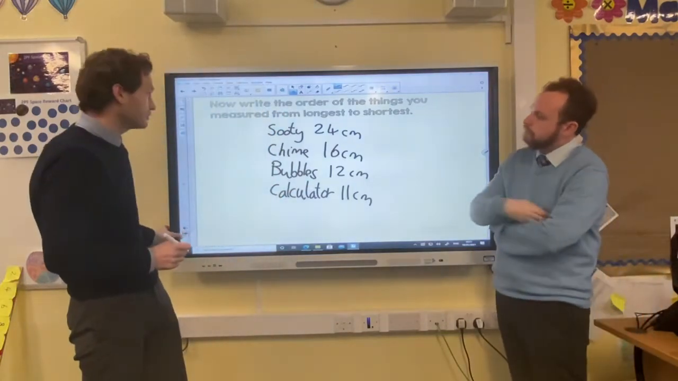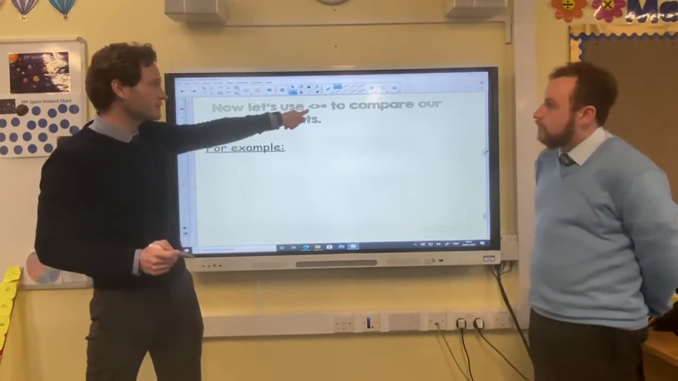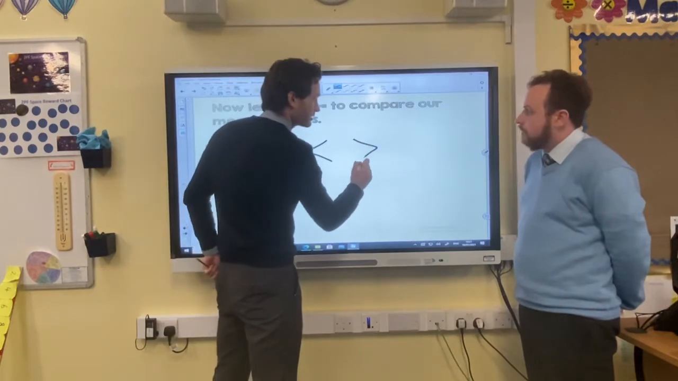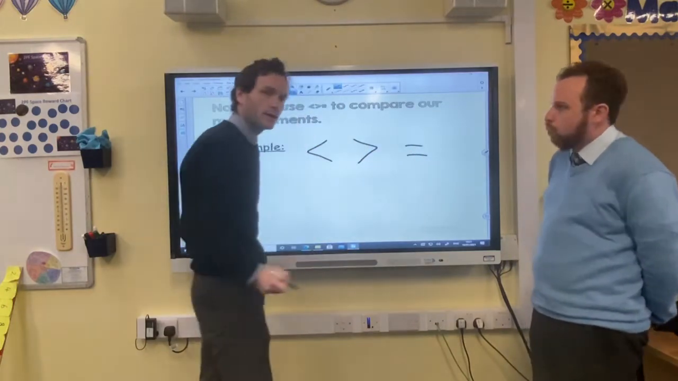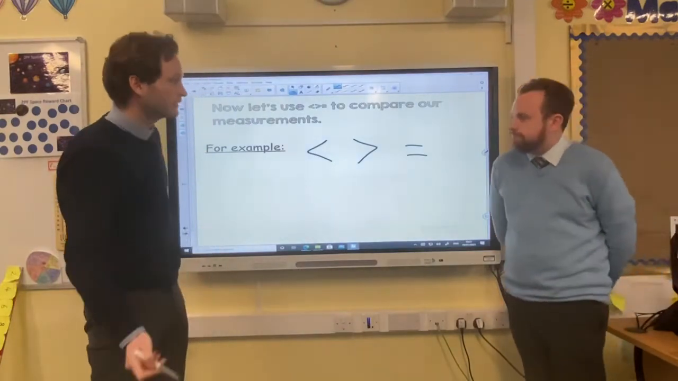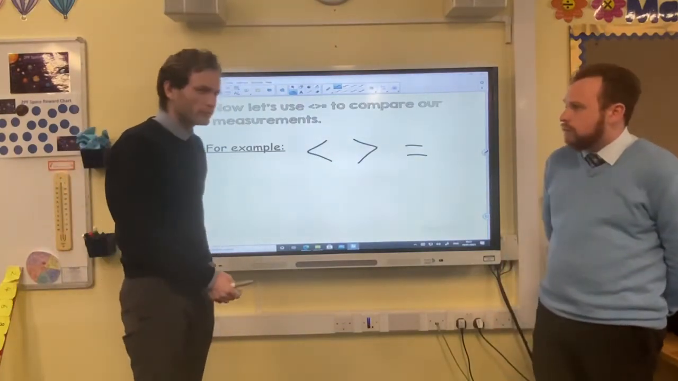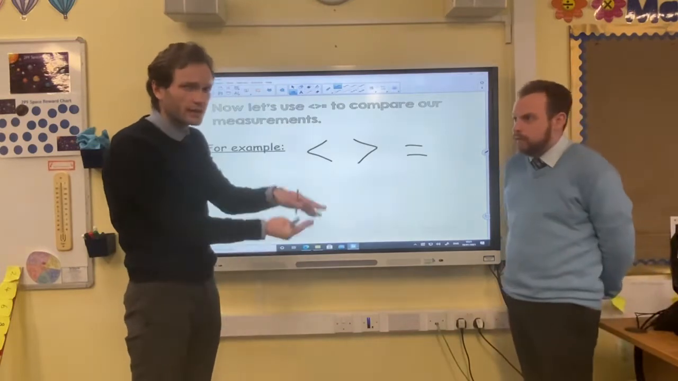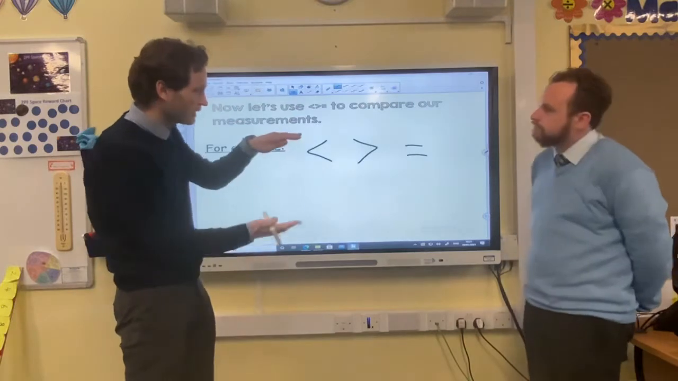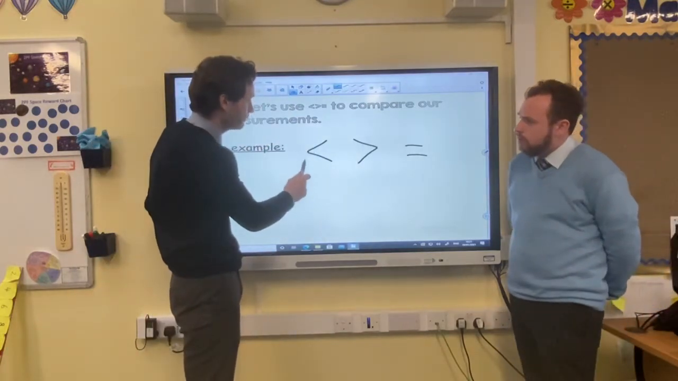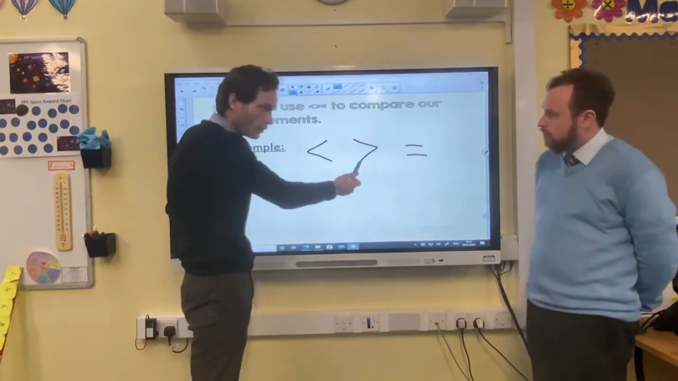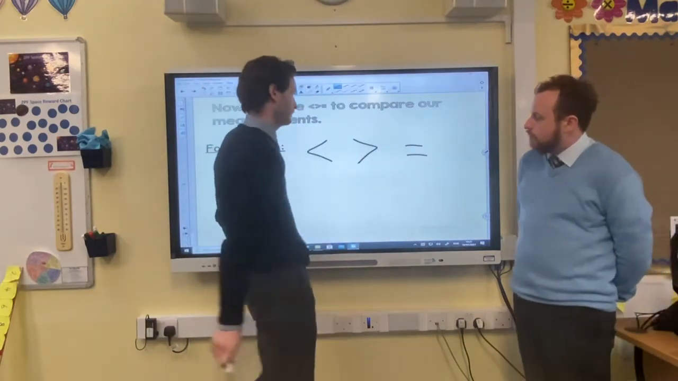The next thing I want you to do is we're going to use these symbols to help us compare our numbers. We've seen those before, haven't we, Mr. Fed? We have. Some of you might be saying something about a crocodile eats the biggest number, hopefully. So that's how we use these. This one means less than, this one means more than, and this one is equal to. That is right, isn't it?